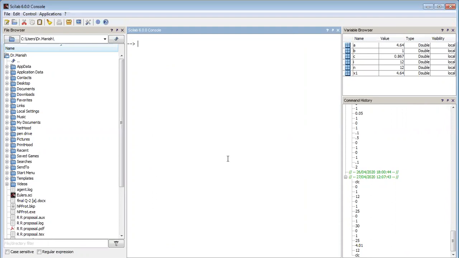Now what I have is this set of equations: 10x plus y plus z is equal to 12. Second equation is 2x plus 10y plus z is equal to 13. And the third equation is 2x plus 2y plus 10z is equal to 14. So I have three equations with three unknowns. For this we write Ax is equal to b.